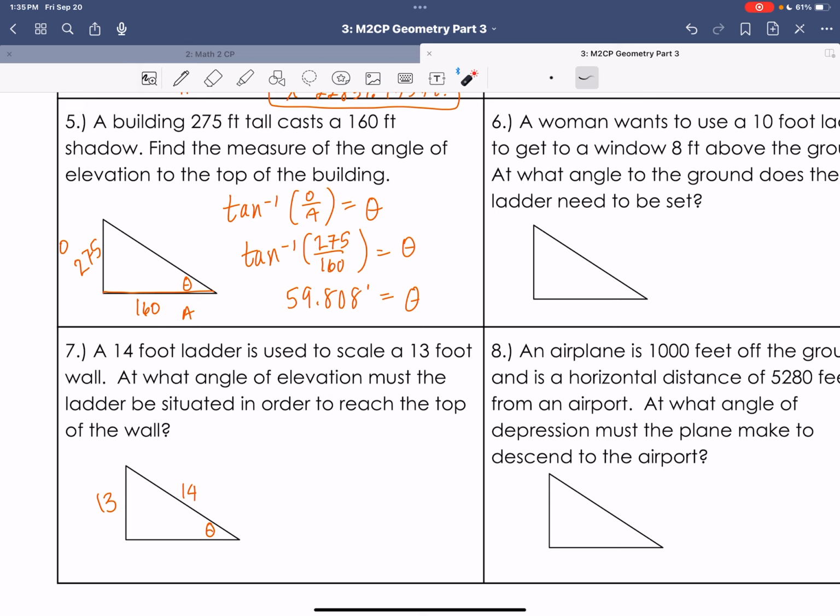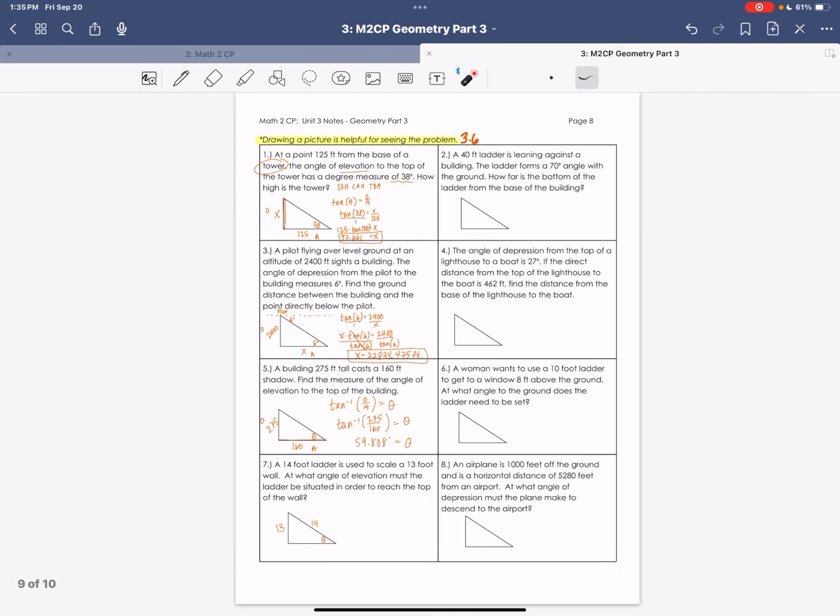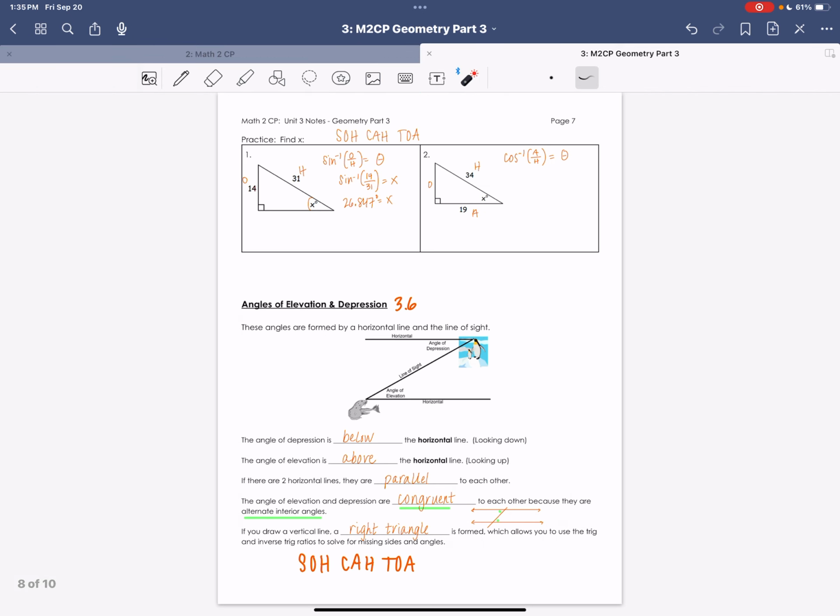All right, so make sure you go through and use your angles of elevation and depression, and then we'll go over any questions you need later.